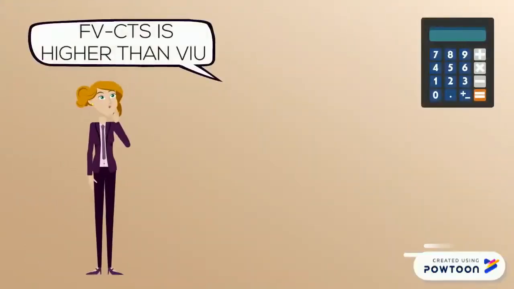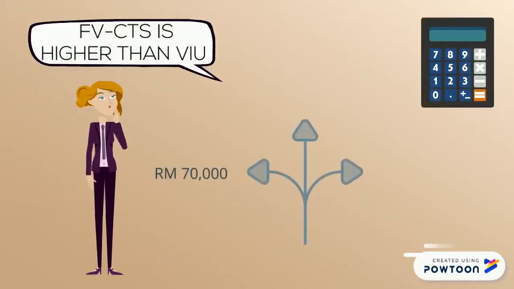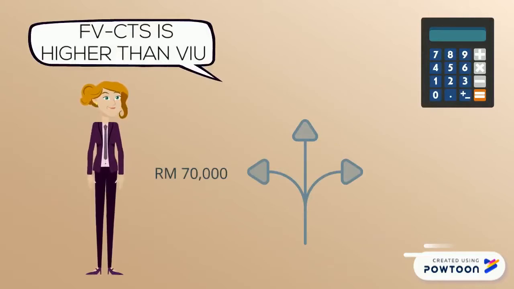Since fair value minus cost to sell is higher than value in use, the recoverable amount will be 70,000 ringgit. Therefore, impairment loss will be 10,000 ringgit since carrying amount is greater than recoverable amount.